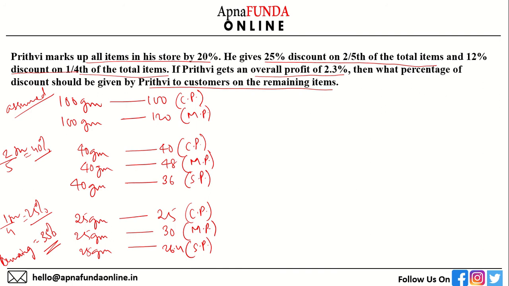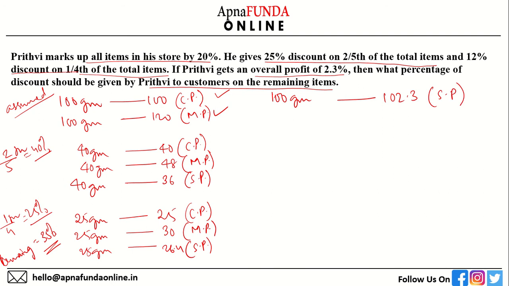Now what it says is, 100 gram for 100 cost price we assumed, 100 gram 120 mark price it became. He gets an overall profit of 2.3. So 100 gram he is selling at 102.3. This is the selling price.